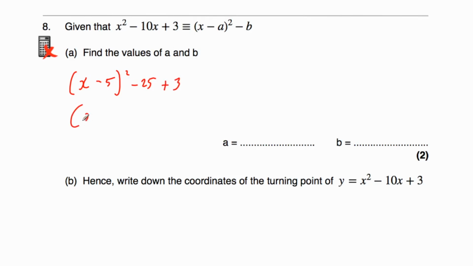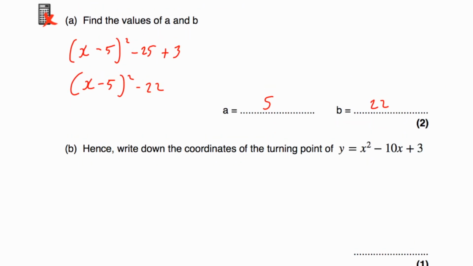And then simplifying, we'd get (x minus 5) squared, and minus 25 plus 3, we're going to go back up towards 0, so it's going to be minus 22. And that's it. So we've written it in this form because we had x minus a, so we've got x minus 5, so that means that a is 5, we're taking away 5. And then we've got minus b, well, we're minusing 22, so we're taking away 22. So a is 5 and b is 22, so we've got (x minus 5) squared minus 22. Okay, let's have a look at our next part.